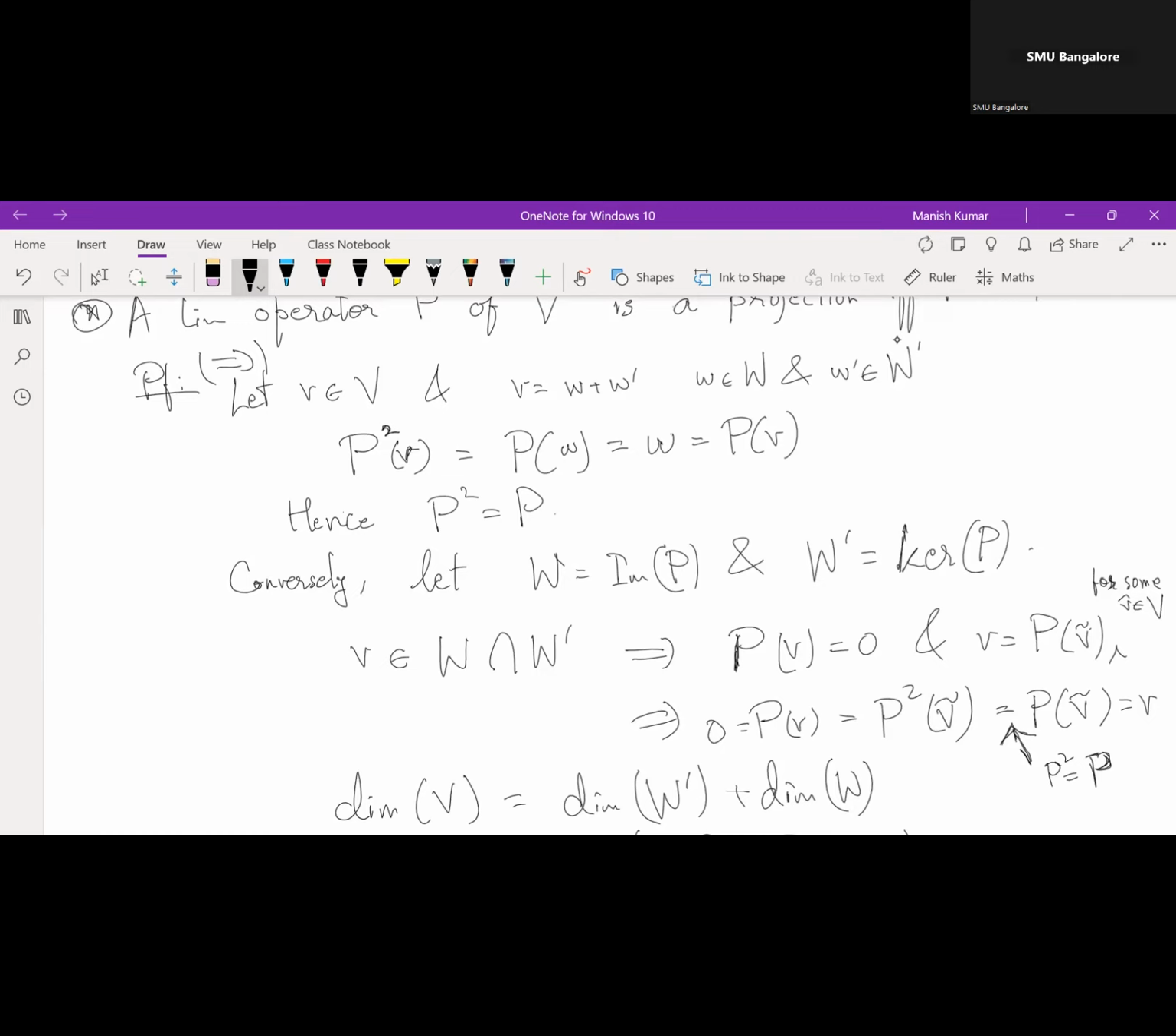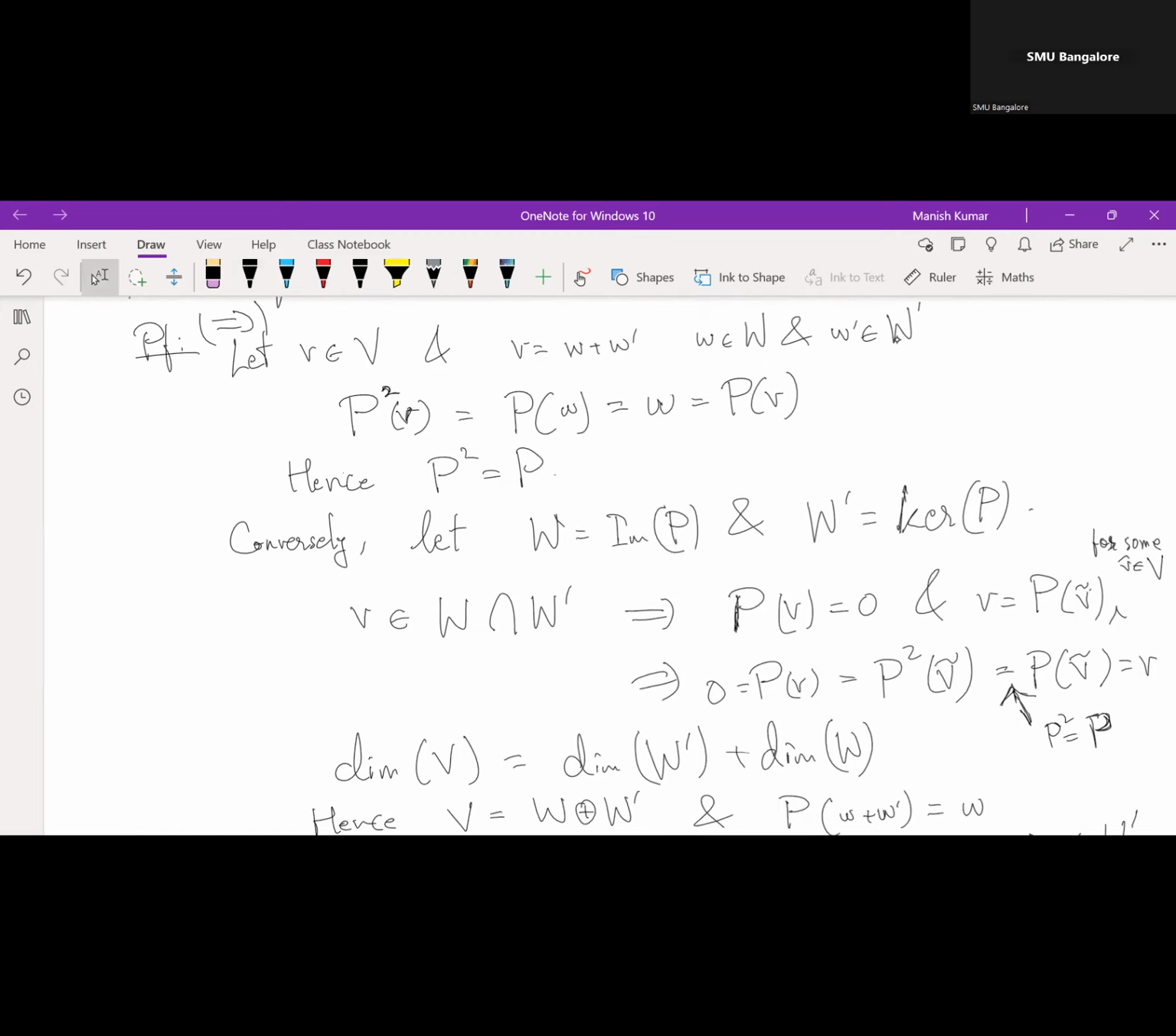This happens only when it's a projection operator. Usually it need not happen. If you take a random linear map, this is not necessarily true. But for projection operators, it happens.